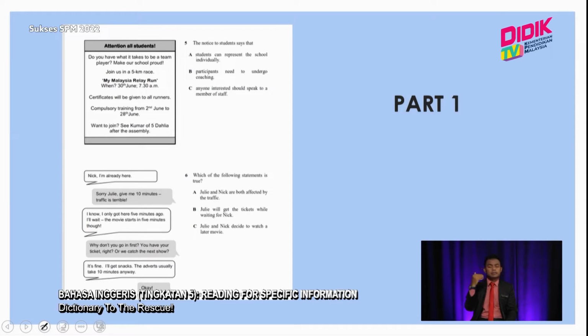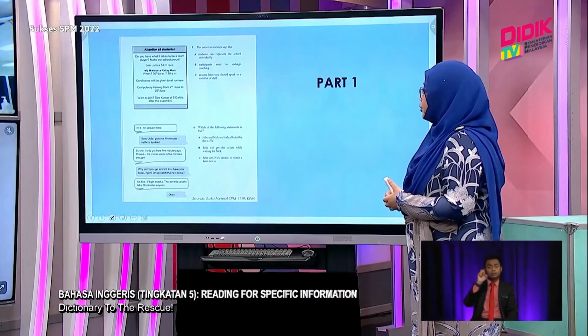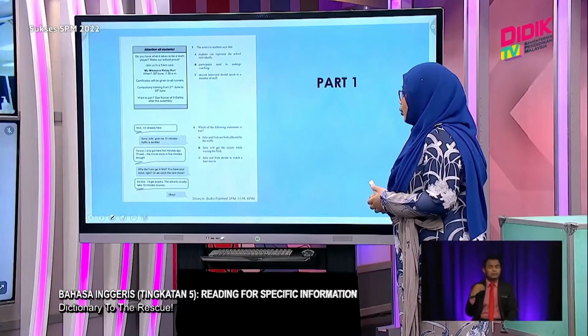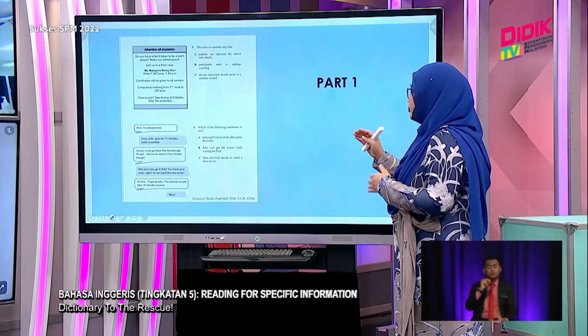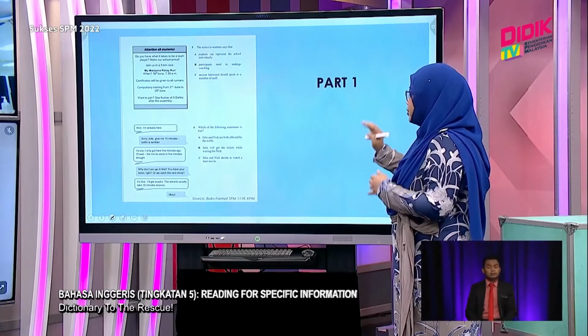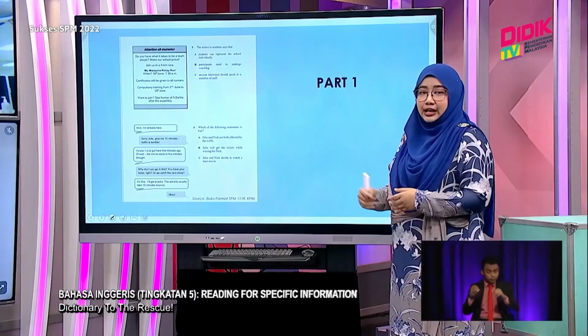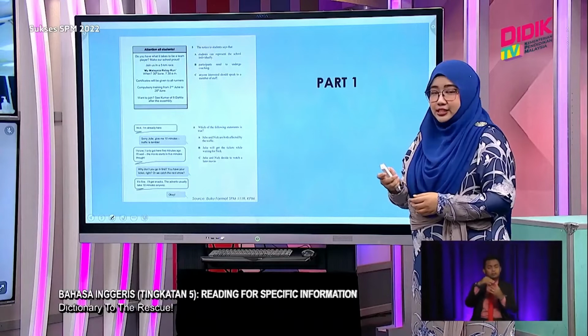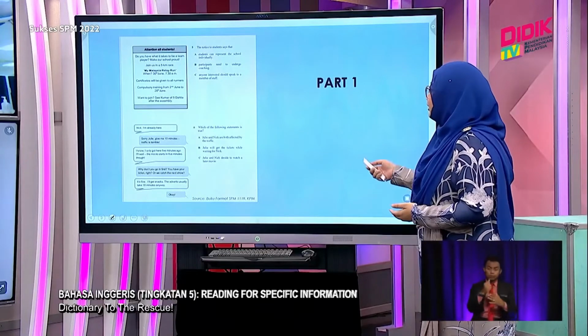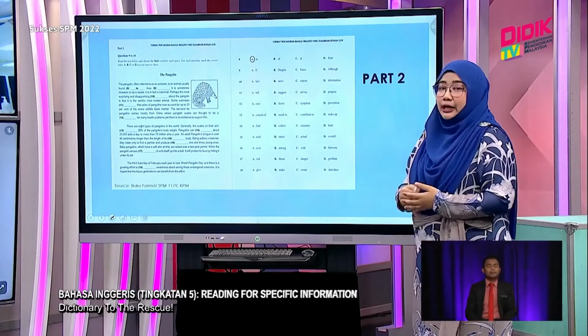So there's a variety of text types for part 1. And it's a multiple choice question whereby pupils would have to choose A, B or C as the answer. Okay, that's for part 1. Understood. Okay, next would be part 2.